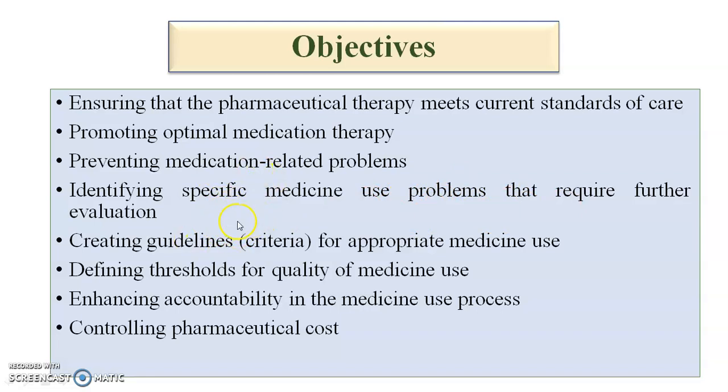and creating criteria or guidelines for appropriate medicine use or drug use, defining thresholds for quality of medicine use, how much threshold that particular drug is available and what quality it should reach the patient, enhancing the accountability in the medicine use process, and controlling the pharmaceutical cost. So these are some of the objectives which are put forth for conducting a drug utilization evaluation.